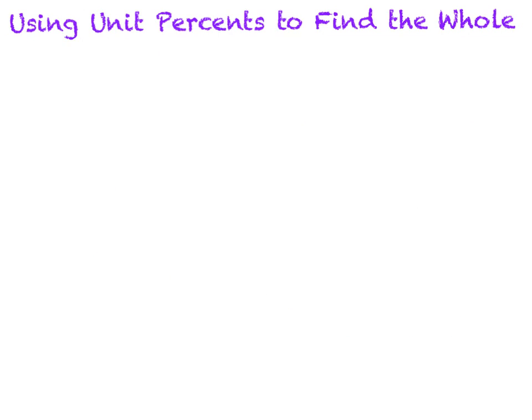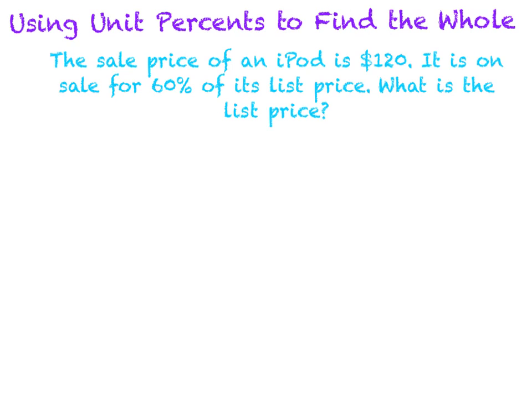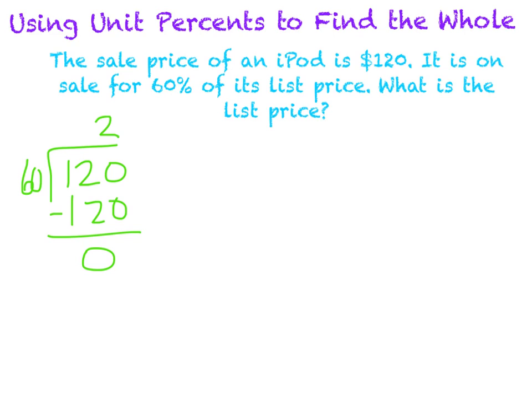Finally, let's talk about using unit percents to find the whole. The sale price of an iPod is $120. It is on sale for 60% of its list price. What is the list price? The first thing that we need to do in this problem is figure out what 1% of the total price would be worth. In order to do that, we are going to divide 120 by 60. As you can see, 60 goes into 120 2 times evenly with no remainder.